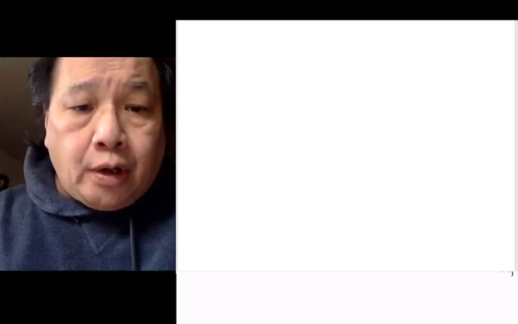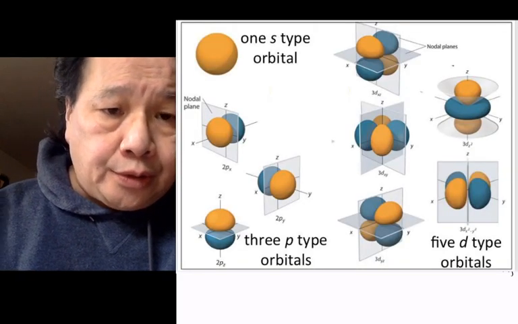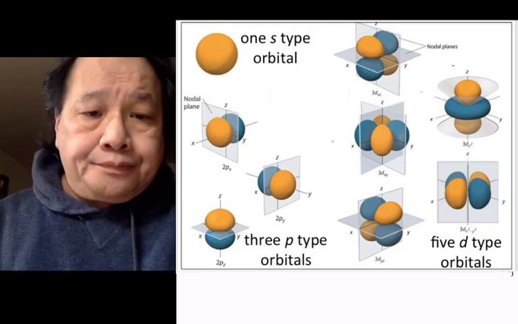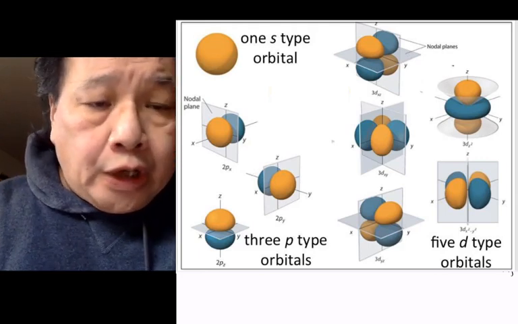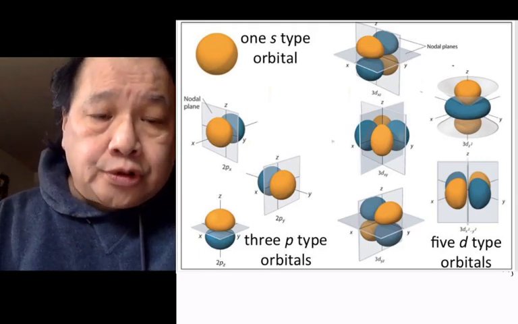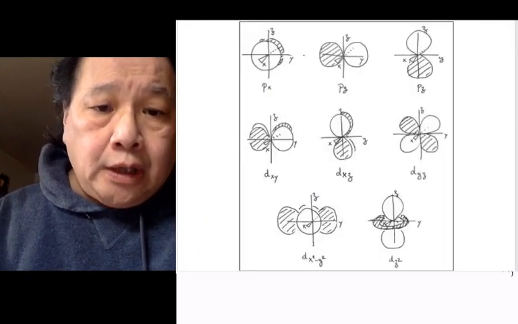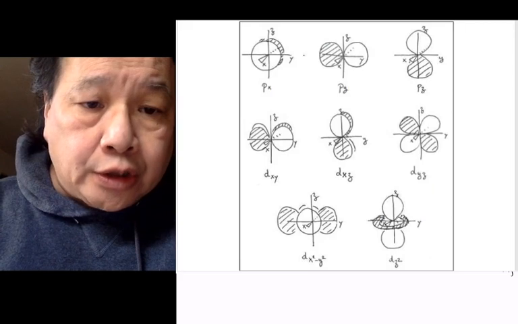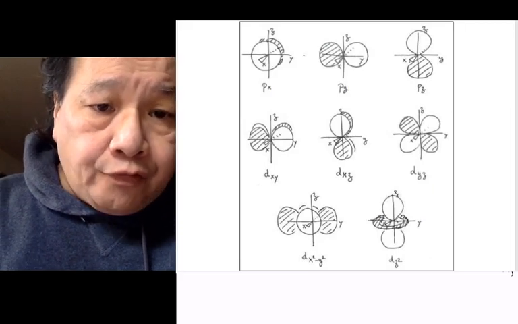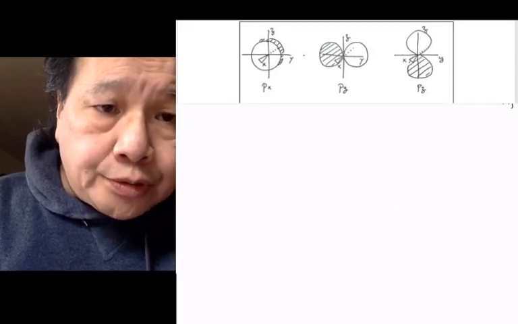Well, there's one type of s orbital. There are 3 types of p orbitals and 5 types of d orbitals, and they are shown here. You're going to have to learn how to draw these orbitals, and so I've drawn on the next page a hand drawing of these same orbitals, and I'm going to go over the hand drawing, little tips on hand drawing right now. First, let's look at the p orbitals.